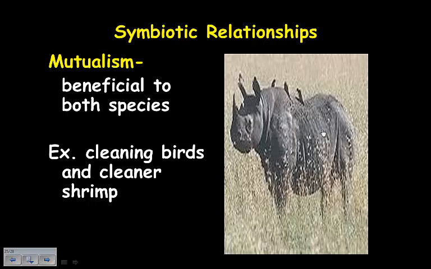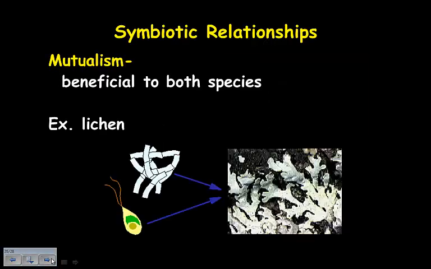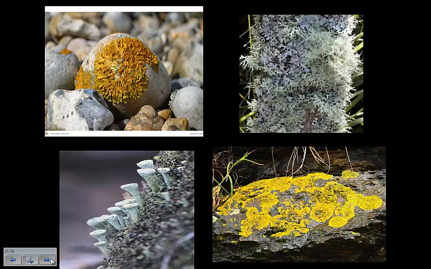And mutualism is beneficial to both species. So these birds, these cleaning birds, they eat the bacteria and stuff off of the rhino here. And I almost called it a hippo. And they eat that off of it, and at the same time, the rhino gets cleaned off, gets a little bath. We're going to look at some more examples. I love examples of these three relationships. They're very exciting, just so exciting.